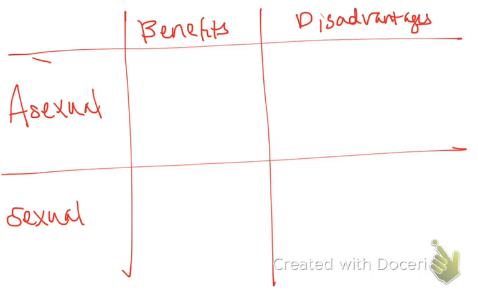Okay, so look here. What's the good thing about asexual reproduction? Think for a second. What's the good thing about it? It's fast, isn't it? Yeah, read through your notes and fill this out. It's fast. The disadvantages are going to be that there's no variation.